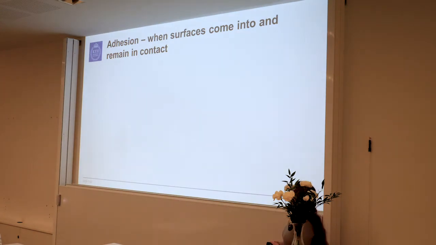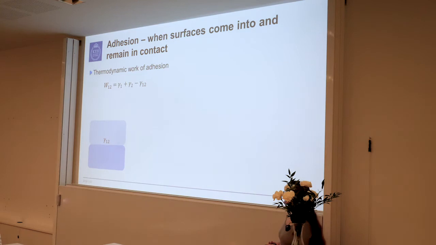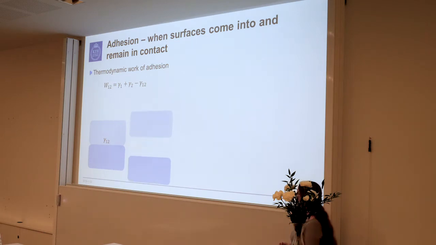So in essence, adhesion is the phenomenon where surfaces come into and stay in contact. From a thermodynamic point of view, adhesion can be described as the work needed to separate an interface, 1, 2 here, into 2 new surfaces, 1 and 2, with surface free energies 1 and 2.